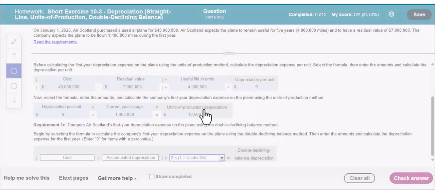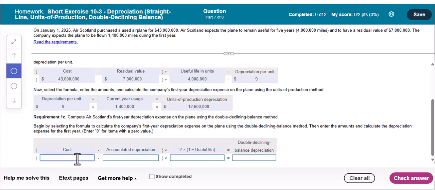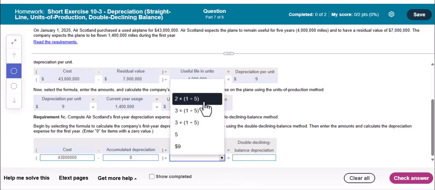Okay. Now that we have that formula in, let's get that $43 million cost in again. Then our cumulative depreciation, we're going to be subtracting that here in a second. Now remember, this is the first year, so how much has the plane been depreciated so far? None, so we'll input 0 since there's no depreciation yet. And again, that useful life was 5 years. Then we're going to drop this down here and select this one. It's the 2 times 1 divided by 5, and 5 is on the bottom because that's the useful life. We said the useful life is 5 years.